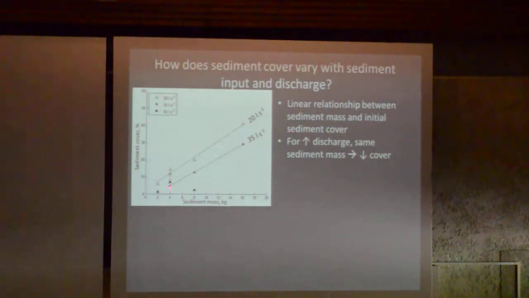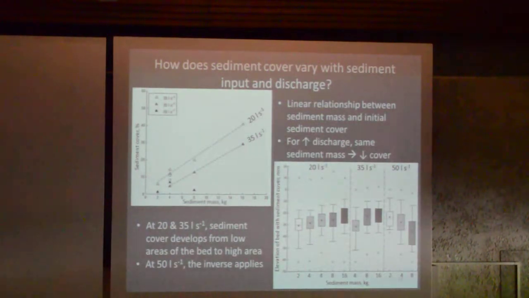Unsurprisingly, if you put the same amount of sediment in under a higher flow condition, you get less sediment cover, because a larger proportion of that sediment gets entrained and transported out to the end of the flume before it can form stable cover. So clearly the flow conditions are also quite important.